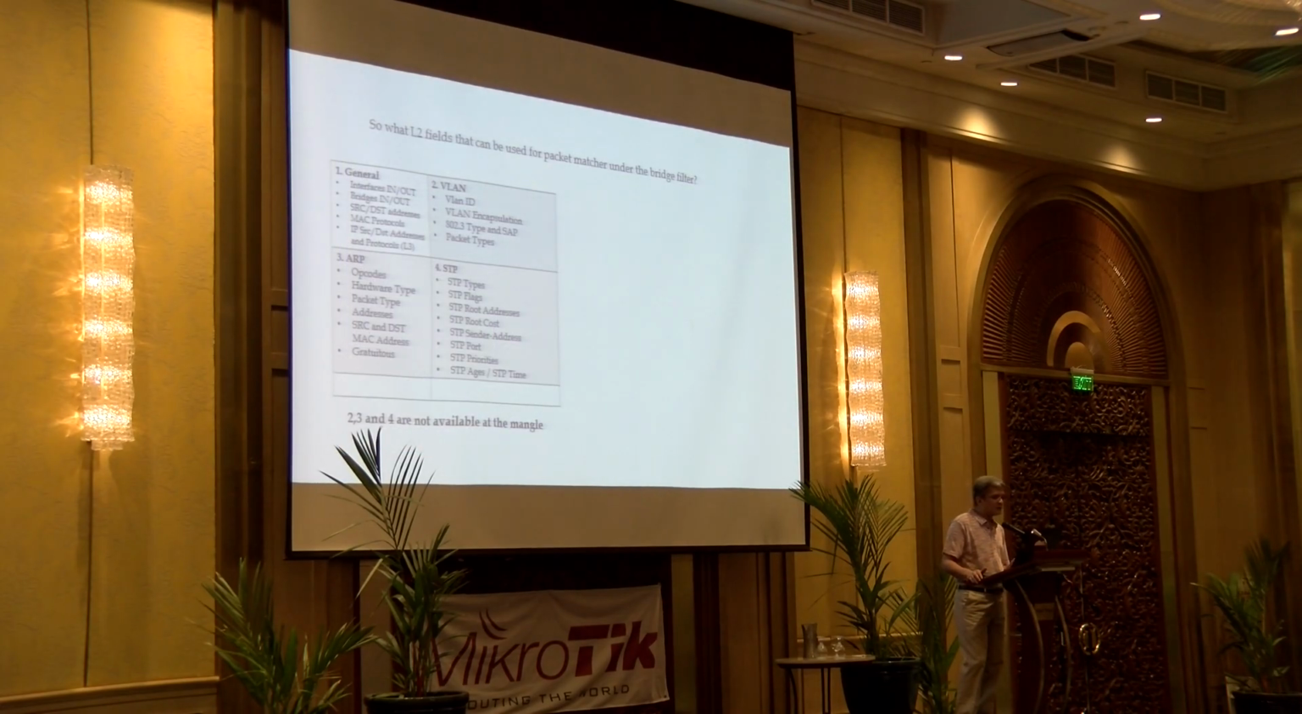So what L2 fields can be used for packet matching under the bridge filter? Now, number 2, 3, and 4, you cannot find that in the manual. You can find that with the bridge filter. Like, for example, the VLAN ID. So if you want to control a certain VLAN ID and shape it or control the bandwidth, you don't use the interface attached to it because our system is totally transparent. Okay? You can do that with your bridge filter.